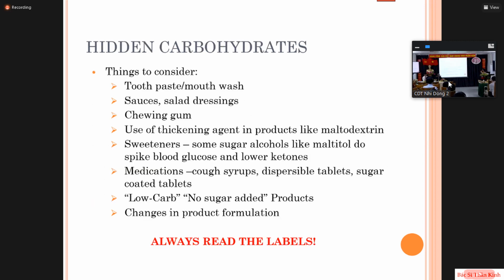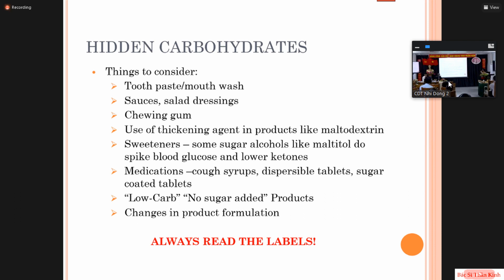So the hidden carbohydrates, what we need to consider is toothpaste or mouthwash. So we recommend a sugar-free toothpaste at our center. Okay, we do not recommend mouthwash because many of the times it contains sugar and can lead to a drop in ketones. Sauces, salad dressings that you get in the market also contain sugar. So it's always very essential to read the ingredients.